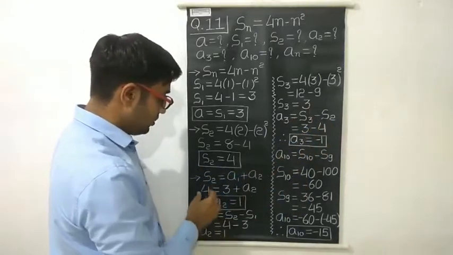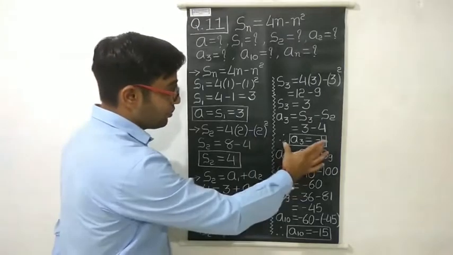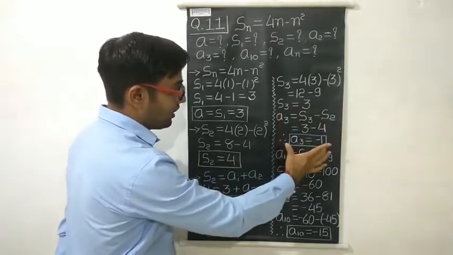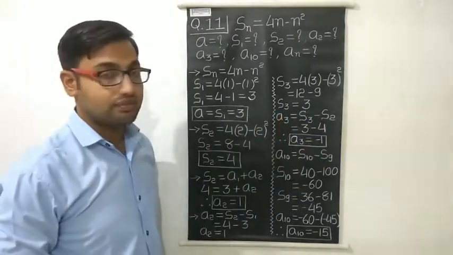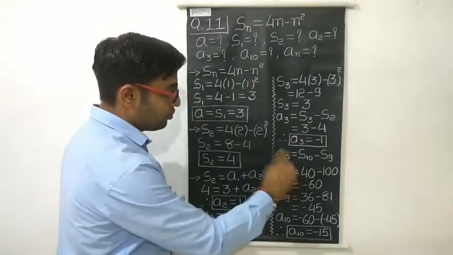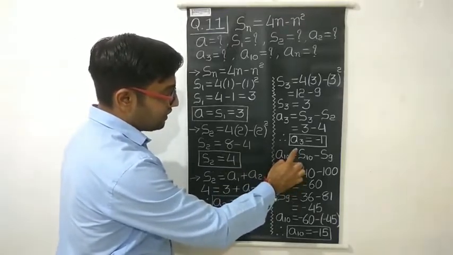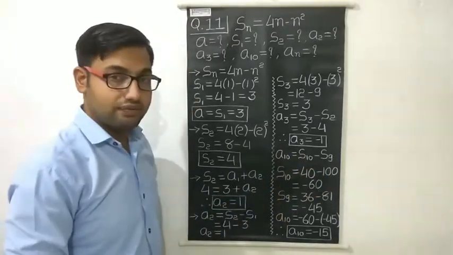So now put the value of S3, that is equal to 3, and S2 is equal to 4. 3 minus 4 is equal to minus 1. So using this formula, we can get the value of A3. Again, we have to find out the value of A10. So A10 is equal to, now we know that A10 we can write as S10 minus S9.